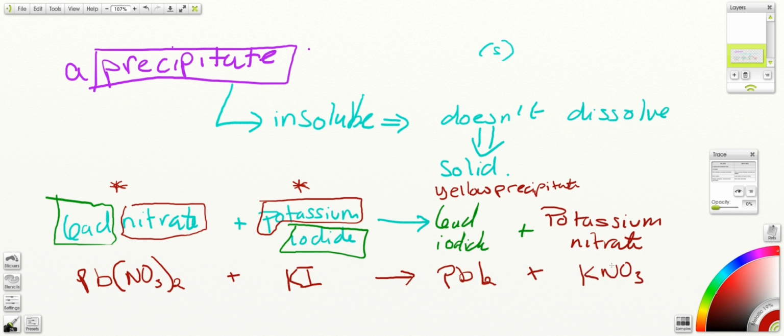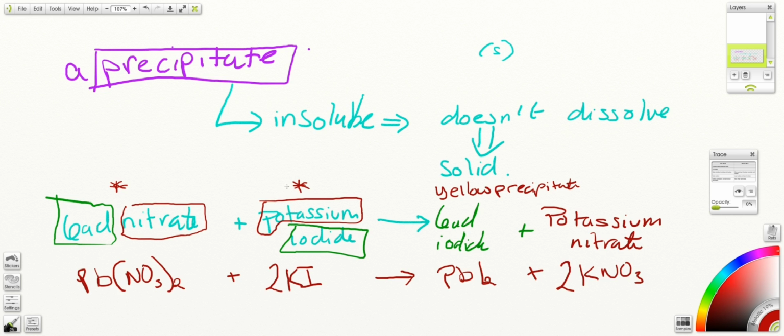So to balance this, we're going to balance the oxygens first. I've got 6 here, and so I need 6 on this side, so I'm going to put a 2 in front of there. That gives me my 6 oxygens. However, now I've got 2 potassiums and 2 nitrates. My nitrogens are fine because I've got 2 nitrogens here, but my potassiums are not. I've got 2 potassium here, so I need to put 2 potassium here. And that's it. That is everything balanced.